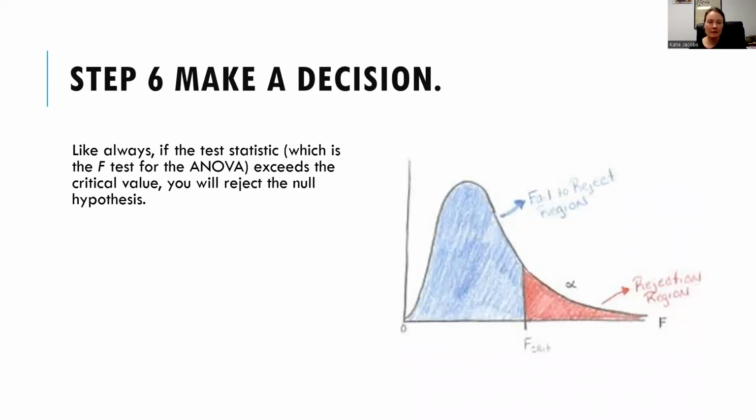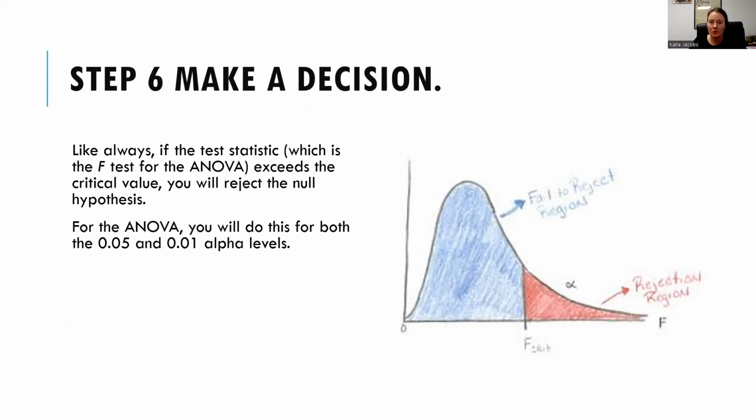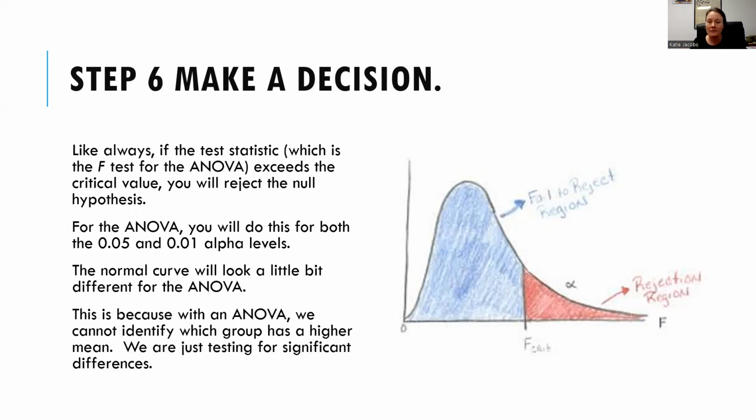You'll notice that when we're comparing our test statistics, we're going to have a normal curve that looks a little bit different than what we've seen in the past. If our test statistic exceeds our critical value, we reject the null hypothesis. If it doesn't exceed the critical value, then we retain our null hypothesis. For the ANOVA, we're going to do this for both alpha levels of 0.05 and 0.01. Again, the normal curve is going to look a little bit different. We only have one side, because if we remember, we cannot identify which group is going to have a higher mean. We're just testing to see if there's a significant difference somewhere among all the means that we're comparing.